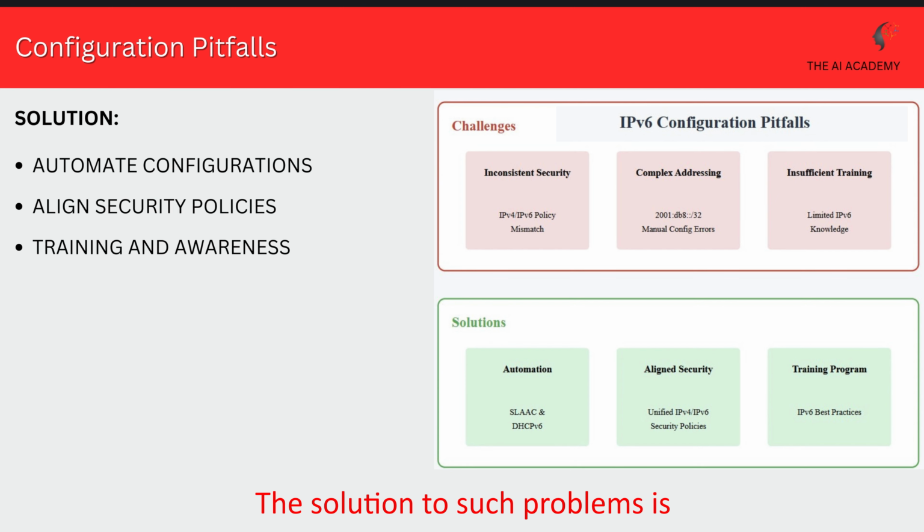The solution to such problems is, like: automate configurations. Use SLAAC or DHCPv6 to minimize manual errors in address assignment. Align security policies: ensure firewalls, IDS/IPS, and other security tools are configured for both IPv4 and IPv6 traffic. Training and awareness: provide IPv6 training for IT staff to ensure they understand the protocol's features and best practices.